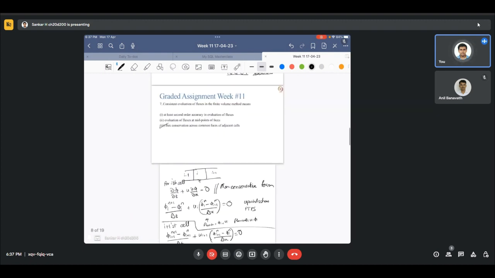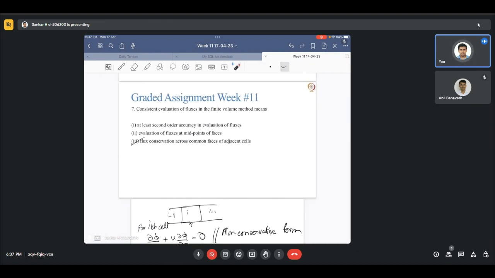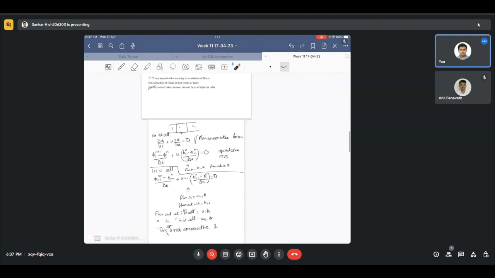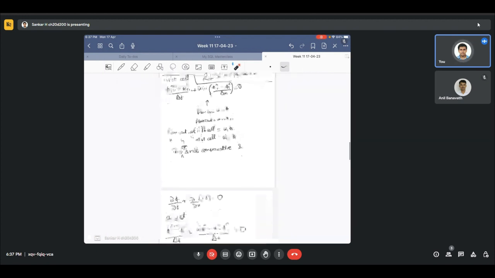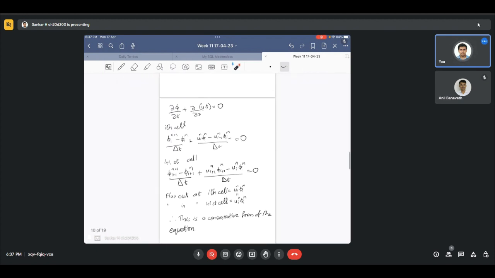So that's what I wanted to show regarding the flux conservation that the question refers to. It means that the flux out at the ith cell should be equal to the flux in at the (i+1)th cell. That is what is meant by the consistent evaluation of fluxes in the finite volume method. If there are any questions, please let me know. I'll wait for a couple of minutes.